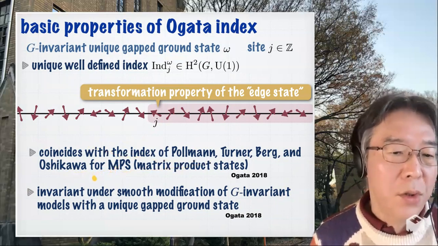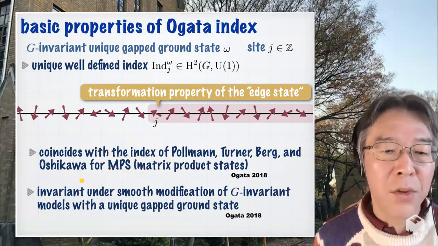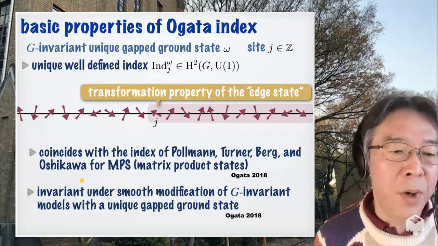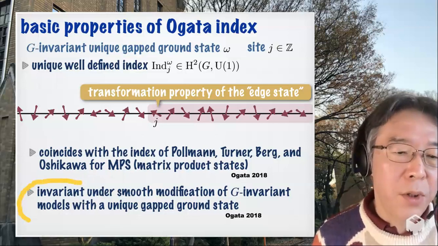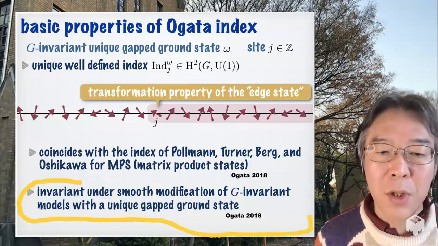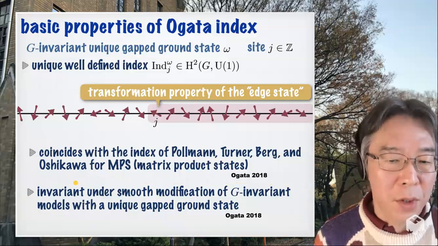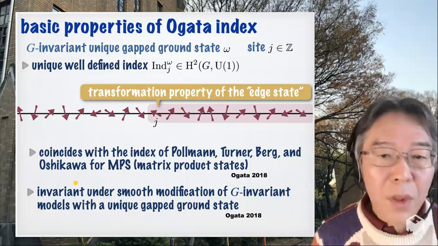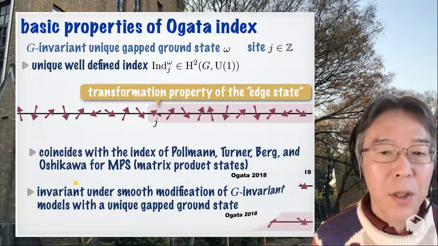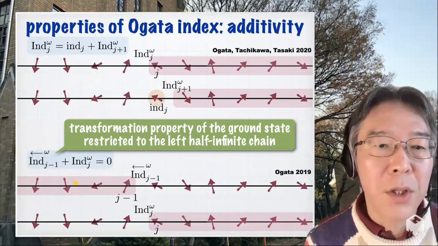And also, Yoshiko Ogata showed that her index is invariant under smooth modification of G-invariant models with a unique gapped ground state. And this is very important when we discuss something called symmetry protected topological phase. I will come to this topic later. Okay, now, these are basic properties. I will also explain some useful properties of the Ogata index.